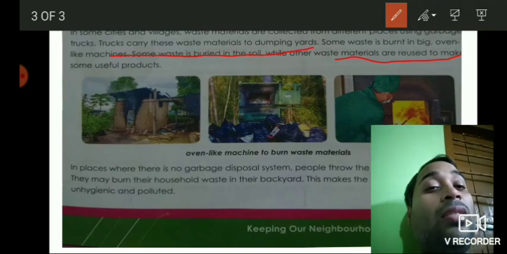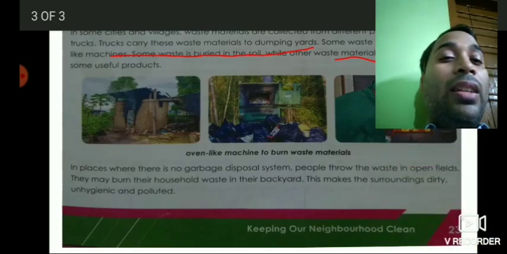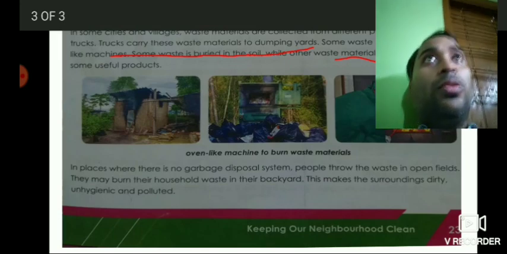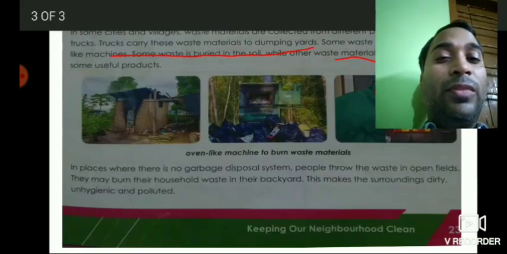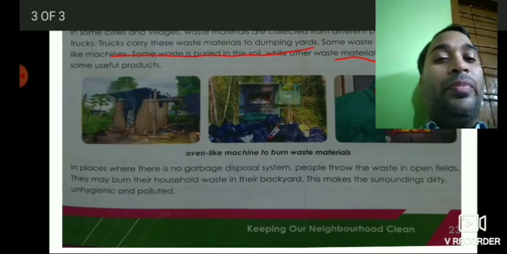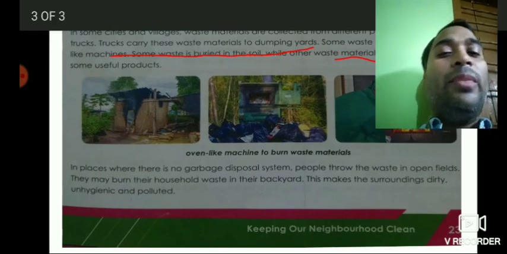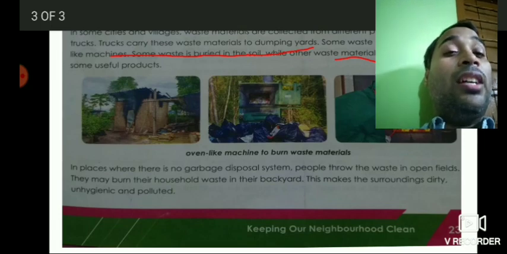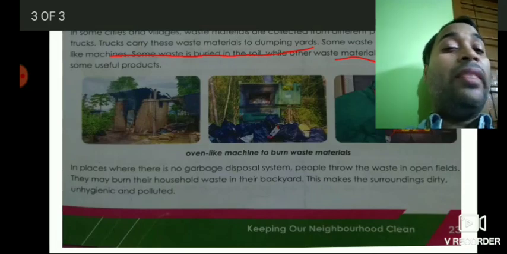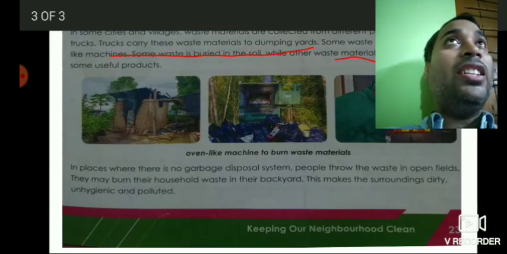In places where there is no garbage disposal system, people throw the waste in open fields, or they may burn their household waste in the backyard. This makes the surroundings dirty, unhygienic, and polluted. Mainly, burning waste like plastics and other such waste leads to what? Air pollution. That may pollute our surroundings, and therefore we should not burn things without having proper knowledge about their harmful effects. We should rather use dustbins or waste bins where we can keep this garbage. This is how we can safely dispose of the waste.